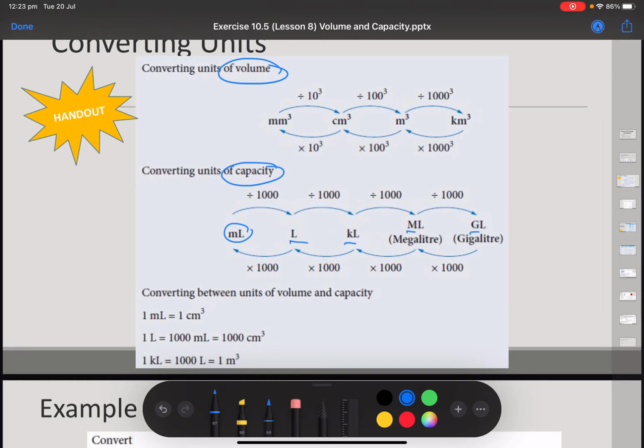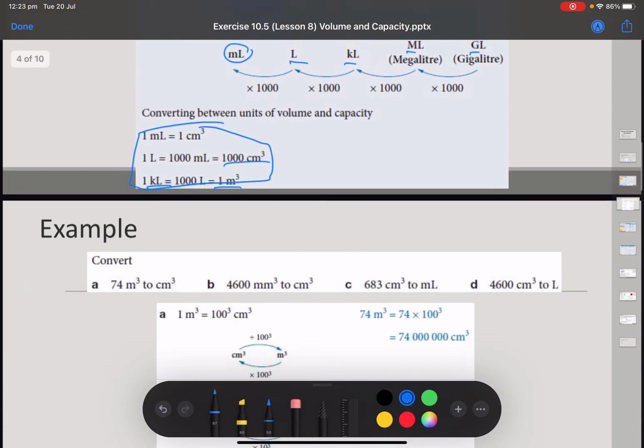So converting between units of volume and capacity, these are the things that we need to remember. 1 mil equals 1 centimeter cubed, 1 liter equals 1,000 mil, which is the equivalent of 1,000 centimeters cubed, and 1 kiloliter is the equivalent of 1 meter cubed. This will make a little more sense when we go through some examples.